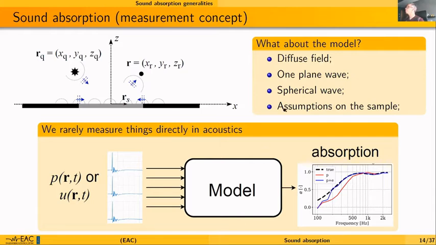What can we say about the model? Well, we have scenarios in which we assume a diffuse field, or scenarios in which we assume that we have one plane wave or spherical wave, or we can make assumptions about the sample, for instance, that the sample is large enough or infinite, or the sample is locally reactive or not, and so on. So I'd like you to have this picture in mind: we measure pressure with a microphone, which is more common, or particle velocity, and use a model to retrieve the sound absorption.